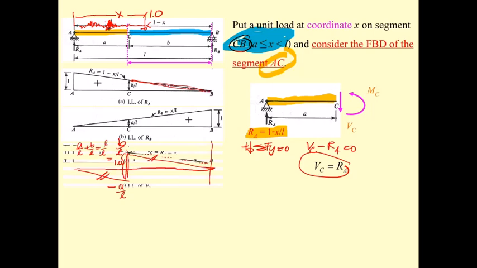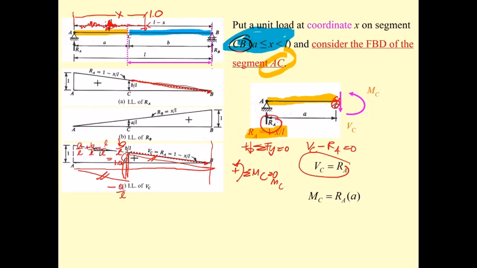And if you do the summation of moment about C is 0, just take the moment here, and then you have this one for plus M sub C. M sub C is going to be what?